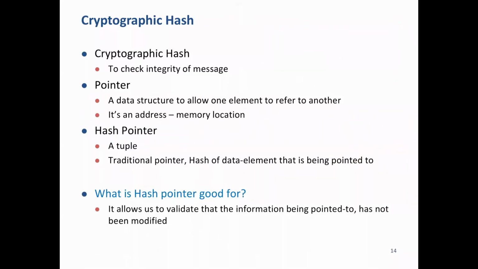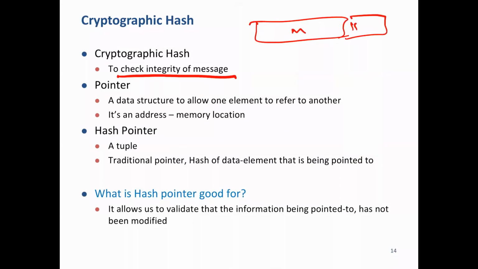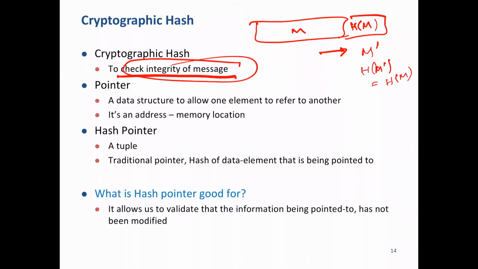So basically we use a cryptographic hash for integrity of a message, right? There is a message m, and then there is a hash of m. You send both to the other end. If somebody has changed the value of m to m', then h of m' will not match with h of m. So you can find out there is something wrong. So, integrity of the message. This we have studied 100 times before.